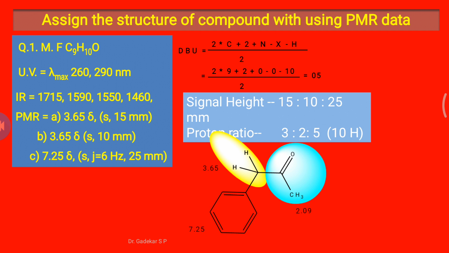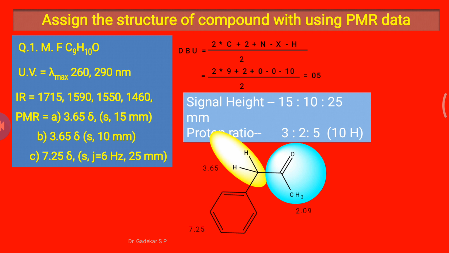Three sets of protons are present. Combine this information to imagine the given structure. So the CH3 group has a value of near about 3.65 delta, because the CH3 group is attached to an electron withdrawing group through carbon, and it's a singlet.